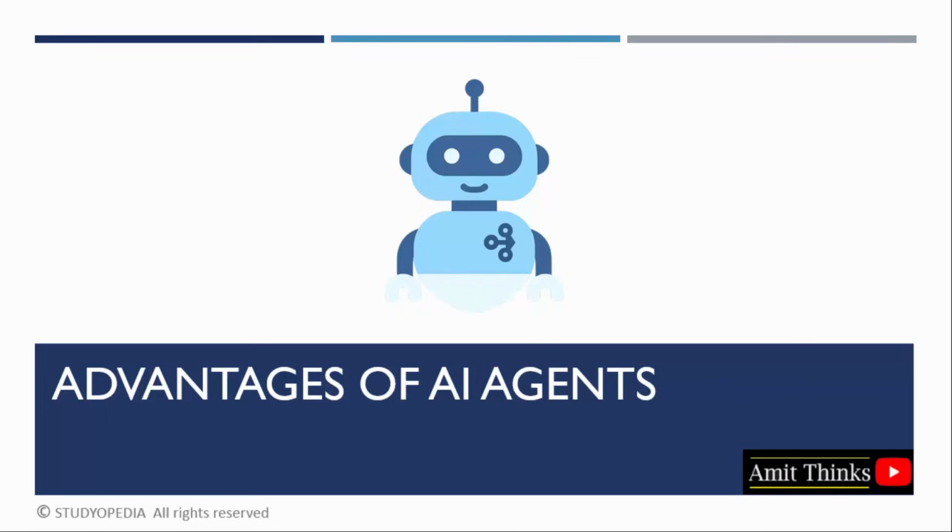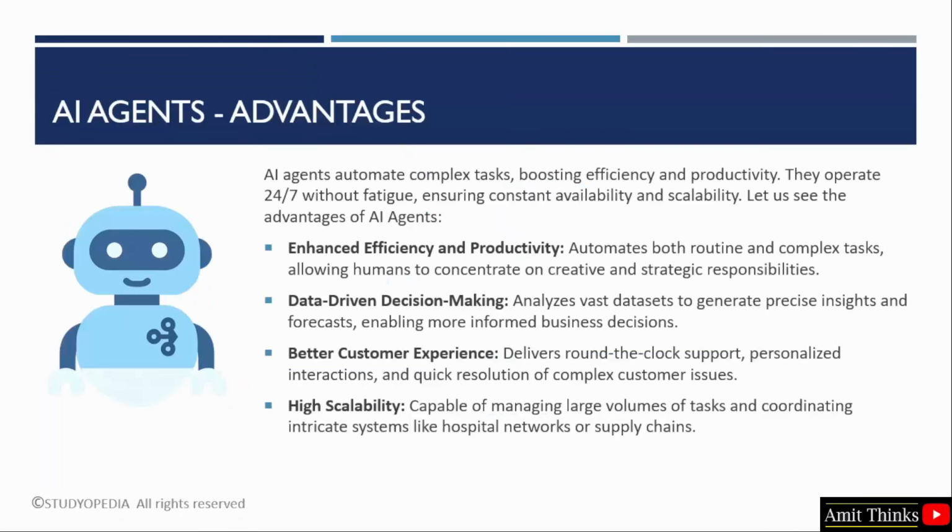In this lesson, we will understand the advantages of AI agents. So let us start. AI agents are transforming the way organizations and individuals work. By automating complex processes and operating tirelessly around the clock, they deliver unmatched efficiency, scalability, and reliability. Let's explore the key benefits they bring. The first one is enhanced efficiency and productivity. Streamline both routine and advanced tasks, freeing humans to focus on innovation, creativity, and strategic decision making.